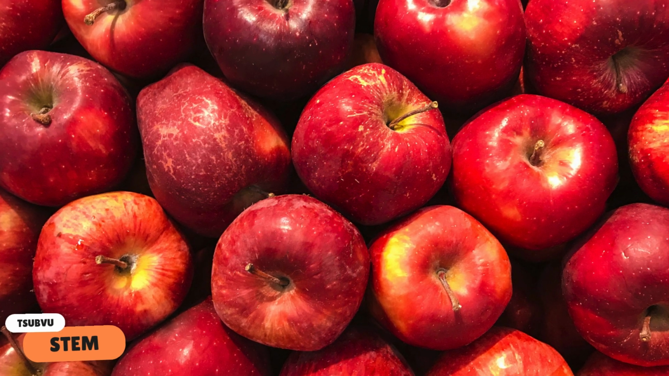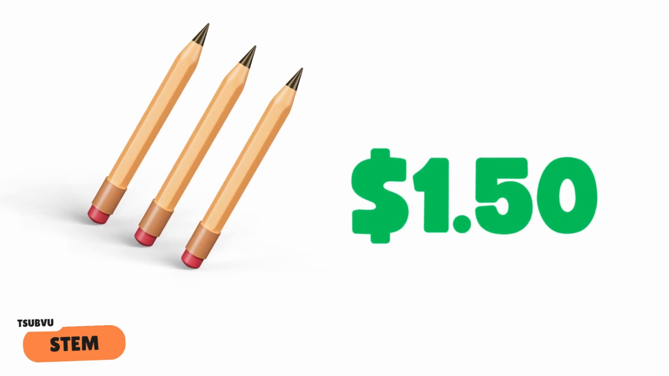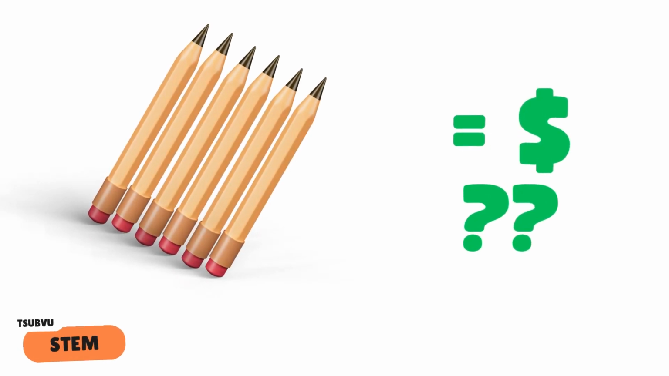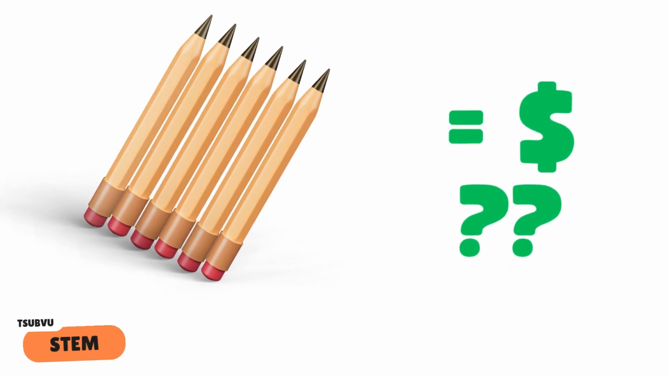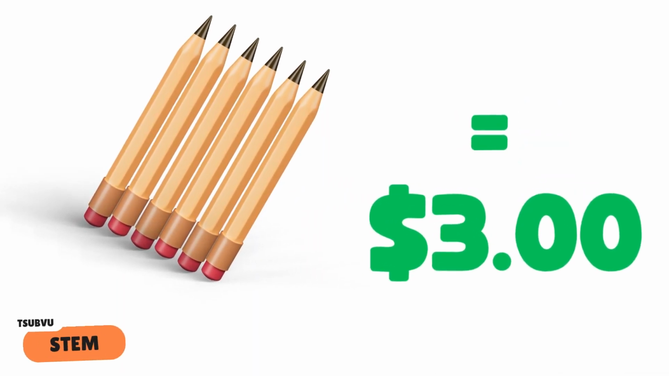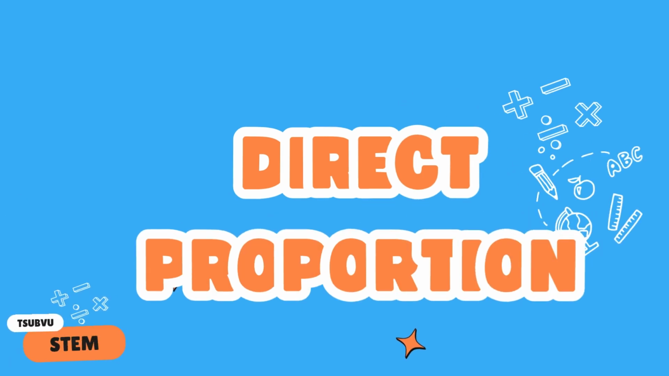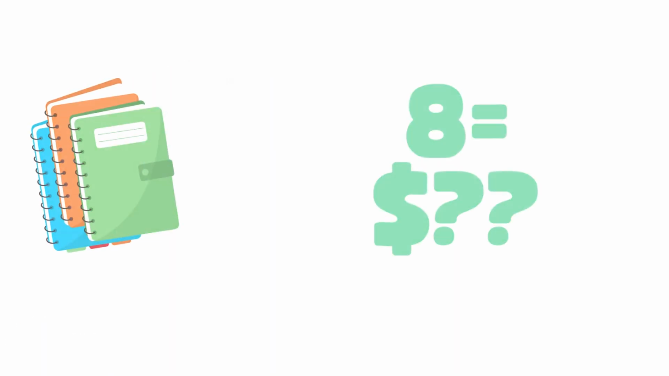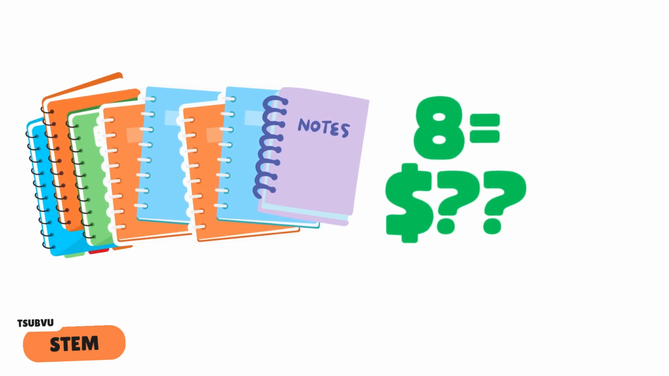Let's solve a problem. Suppose 3 pencils cost $1.50. How much would 6 pencils cost? Since the number of pencils doubles, the cost also doubles. So, 6 pencils cost $3. Now try this. If 5 notebooks cost $10, how much would 8 notebooks cost? Pause and work it out.